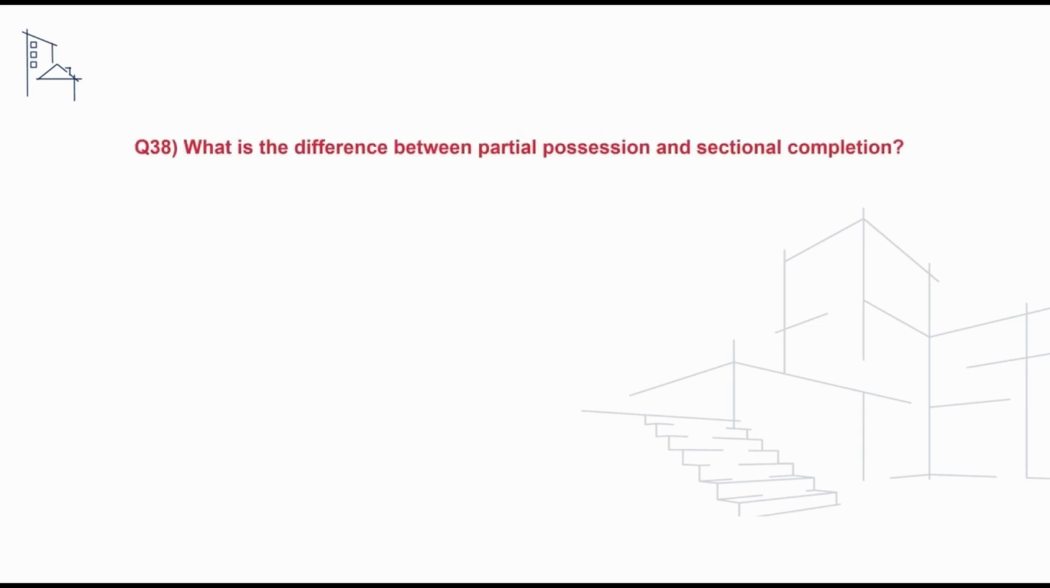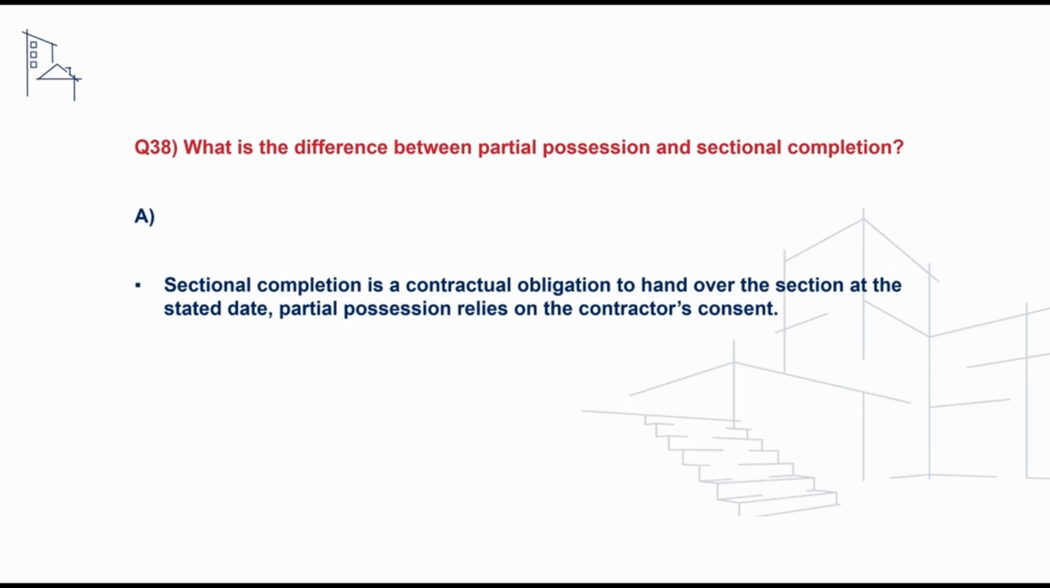The next question we'll take a look at is what is the difference between partial possession and sectional completion, and to address this we need to say that sectional completion is a contractual obligation to hand over the section at the stated date, whereas partial possession relies on the contractor's consent.